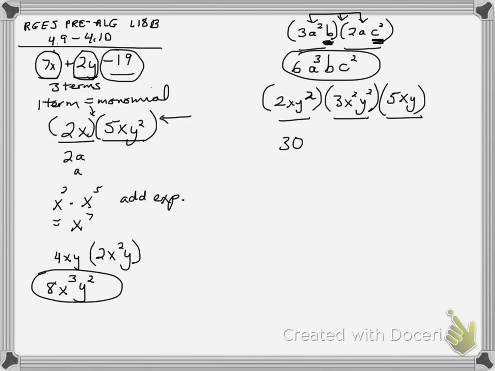Look at my first variable, an x. I'm going to add exponents. That's 1 plus 2 more plus 1 more. That's x to the 4th. I'm looking at my y variable. I'm going to add exponents. 2 plus 2 more plus 1 more. That's y to the 5th. And that really is as easy as it gets.